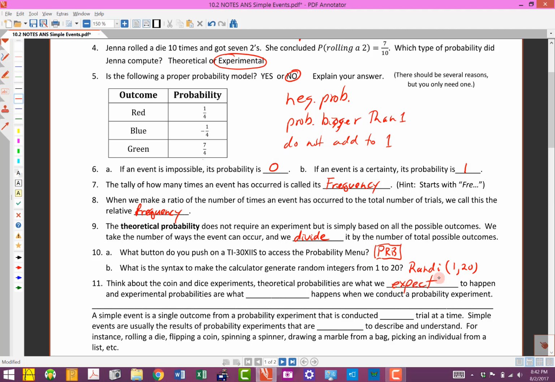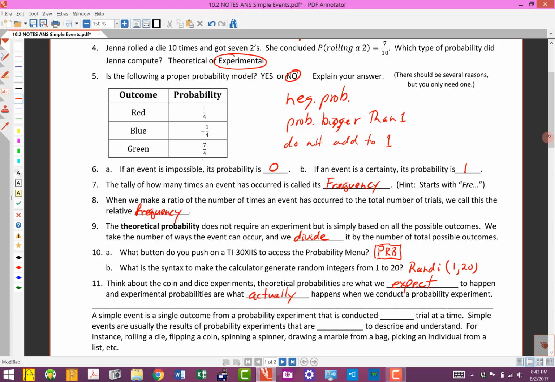It doesn't always happen, but that's what we expect based on things being equally likely and how many outcomes there are. And then experimental probabilities are what actually happens when we conduct a probability experiment. So theoretical probabilities are what we expect to happen, and experimental probabilities are what actually happens, those relative frequencies that actually occur when we do the tallies over the trials.